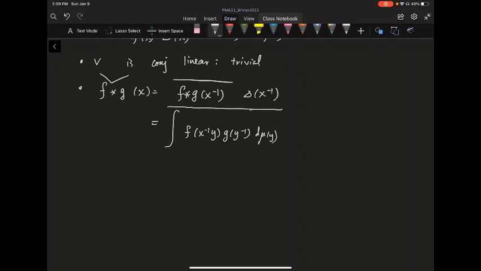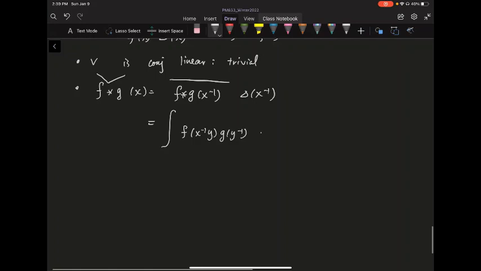Let's move the whole conjugate inside, and then move the modular function inside as well. Keep d mu of y, and then I have a bunch of conjugates here. Basically, I want to write it as an integral where I reverse the y and y inverse. So I can try to find the involution of f and g. That's what I need to find.